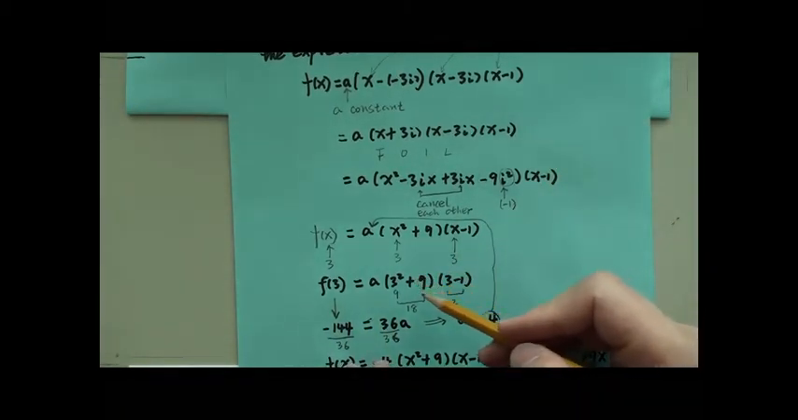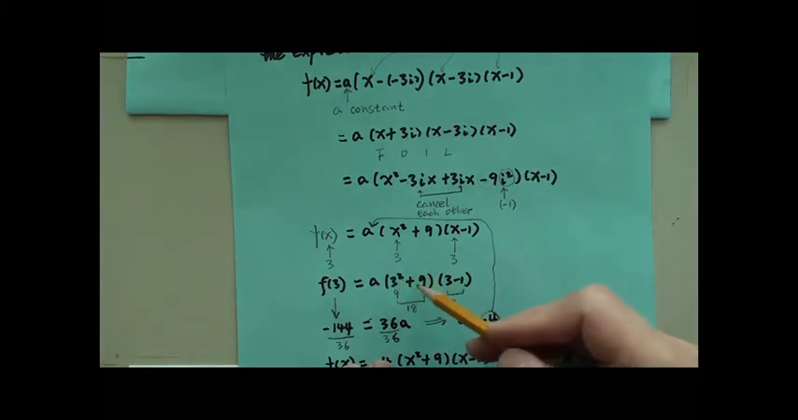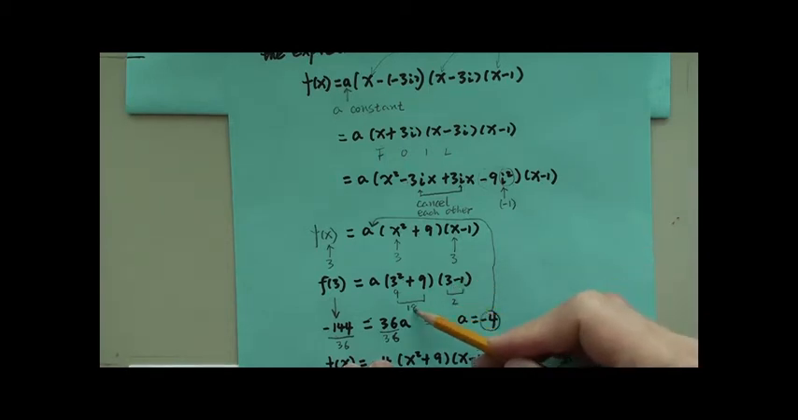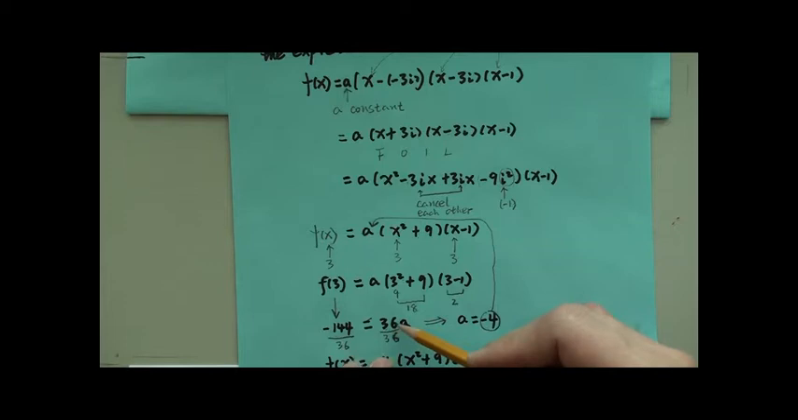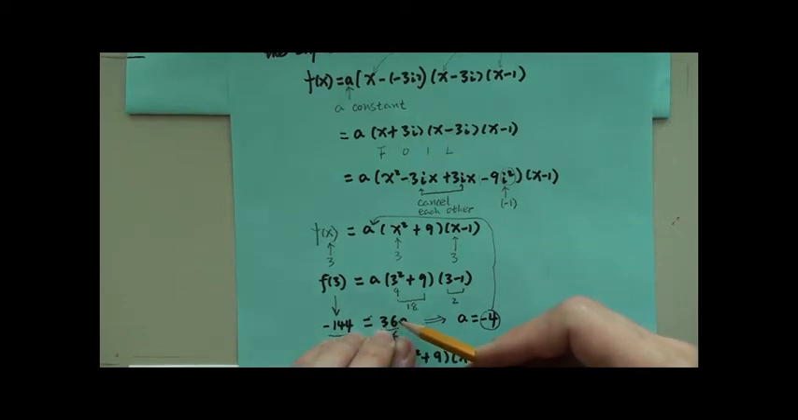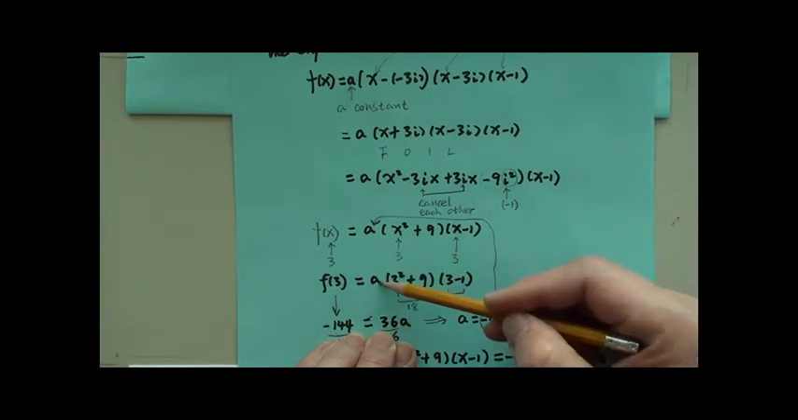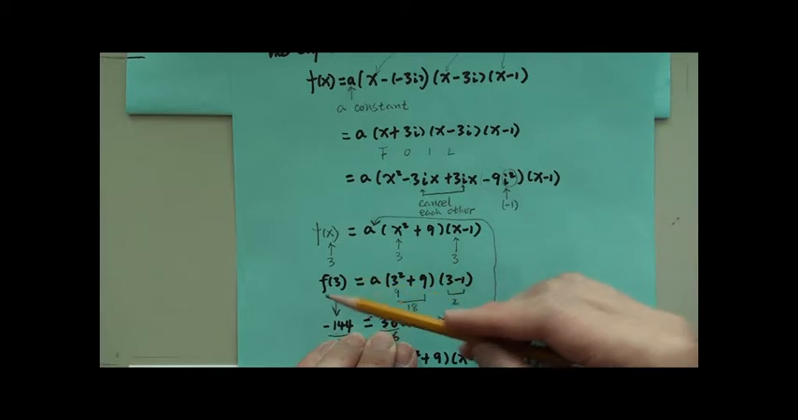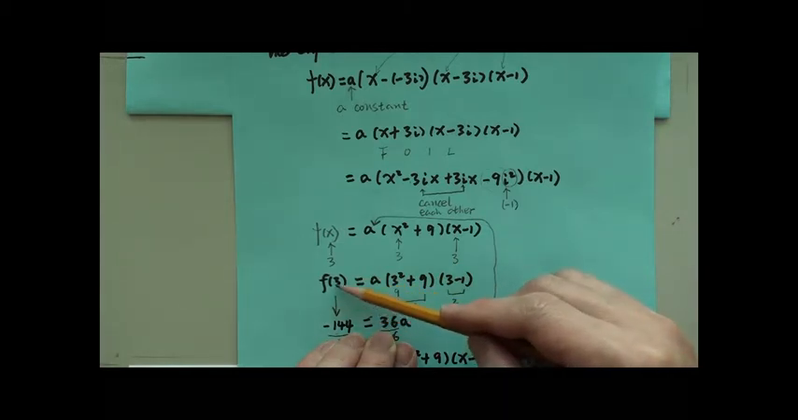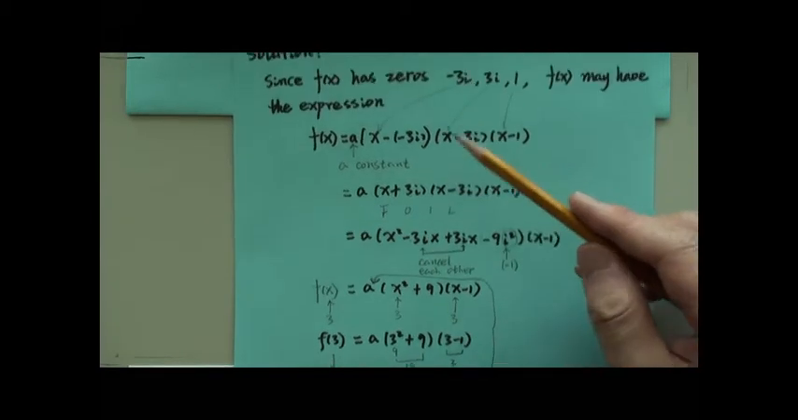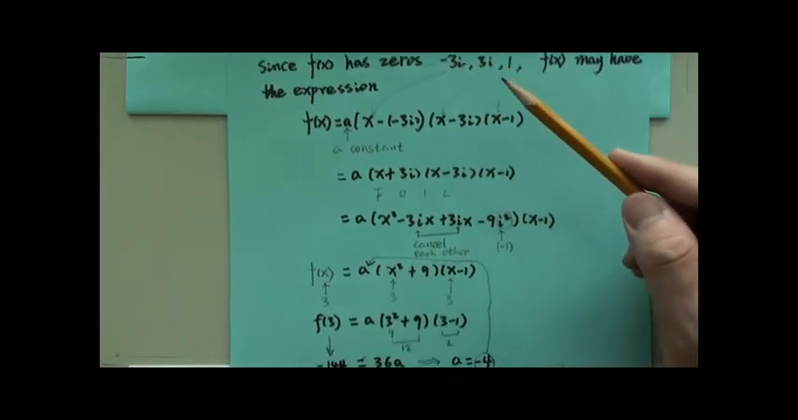Now, 3 squared is 9. 9 plus 9 is 18. 3 minus 1 is 2. 2 times 18 is 36. Okay? 36. Now, right hand side, then, is 36a. Left hand side, again, is given f of 3 is negative 144. Again, it's right here, from here.